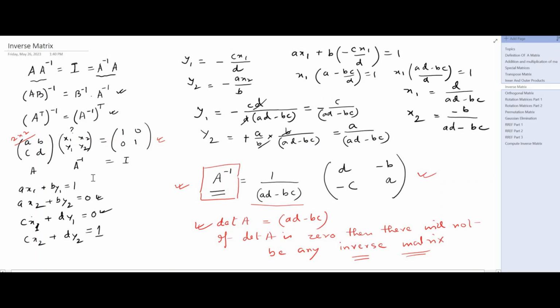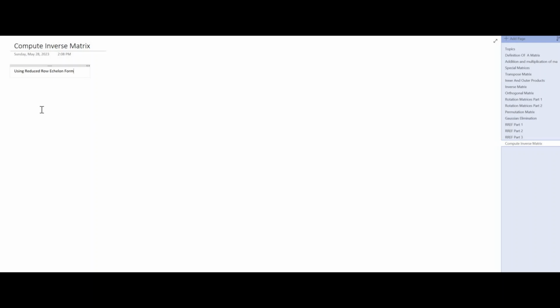But when you have a 3 by 3 matrix or 4 by 4 matrix, this process will not be easy. It will be difficult, because here we could solve it since we have only 4 equations. When you have a bigger matrix, it's not easy to solve this way. So that's why today we will show you how to compute the inverse matrix using the reduced row echelon form.